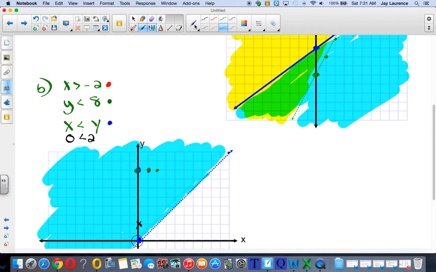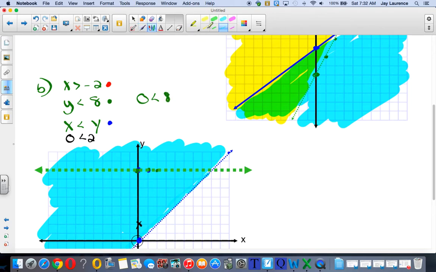So it's going to be a broken line. I can use green. And it's going to look just like that. Okay, now it's broken. And I can put 0 in. Is 0 less than 8? Sure it is. So I'm going to shade below the line on this one.